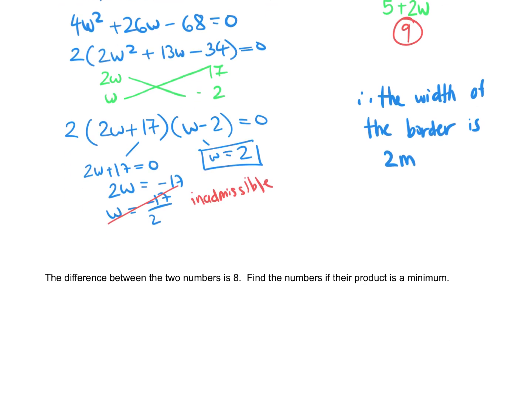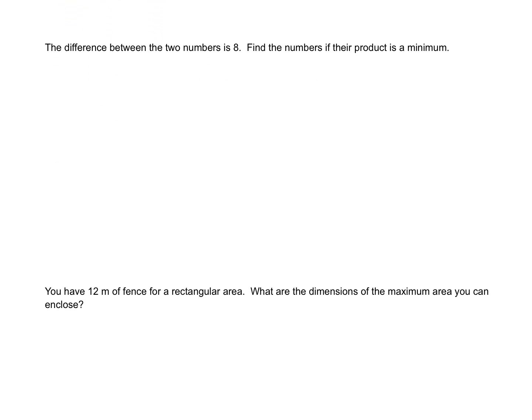All right, let's get away from these area-related rectangle questions and try something else. Here's an integer question. The difference between two numbers is 8. Find the numbers if their product is a minimum. Well, this is different wording here. I see the word minimum, so they're not giving me the product like I was given the area in previous questions. They're telling me to find something that is a minimum.